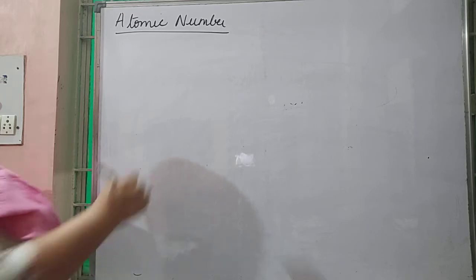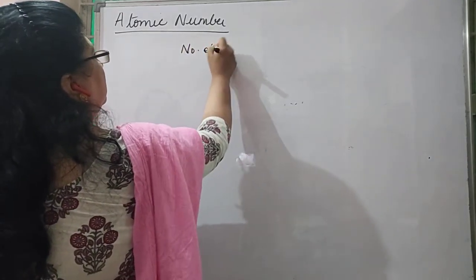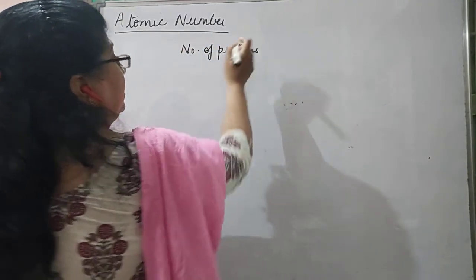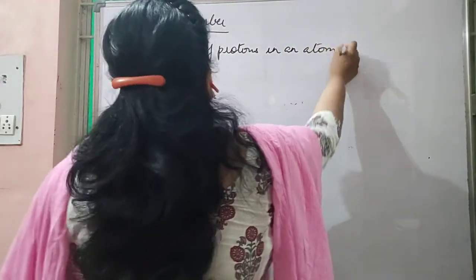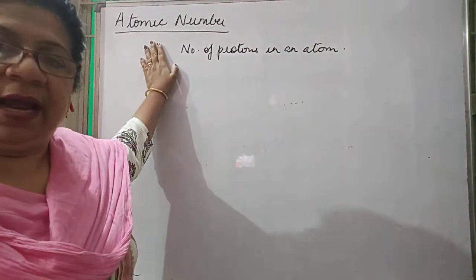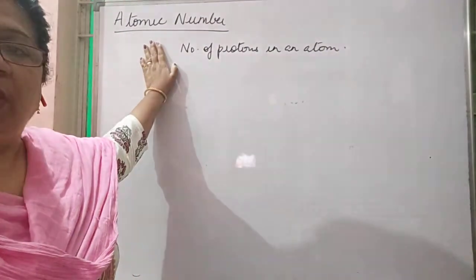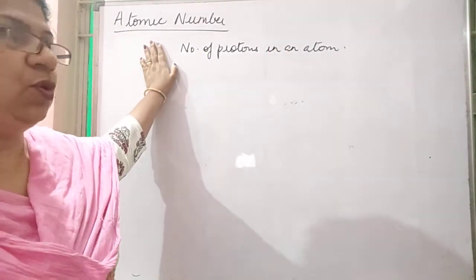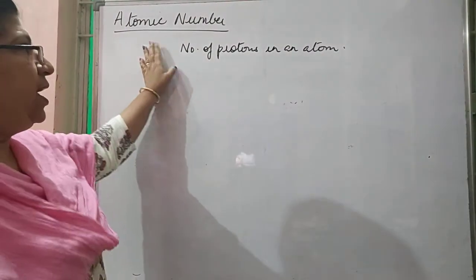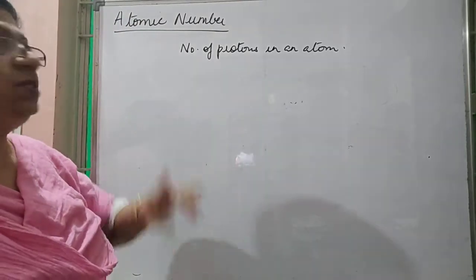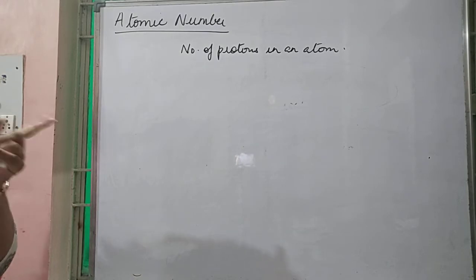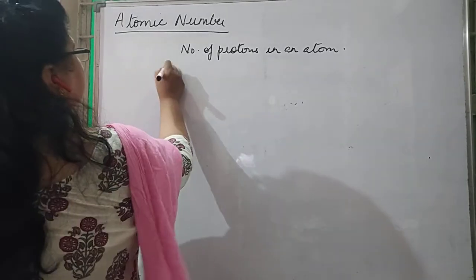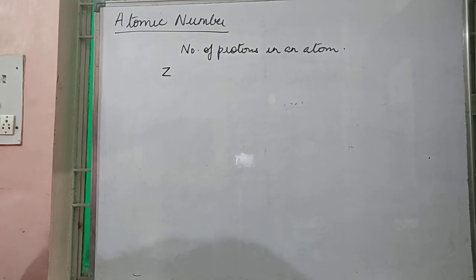The number of protons present in an atom is called the atomic number of that atom. Now you know that the number of protons is equal to the number of electrons also. So in both ways you can say the number of protons or the number of electrons present in an atom is the atomic number of that atom. It is denoted by Z, which is equal to the number of protons.